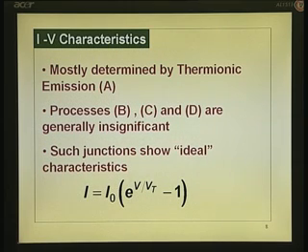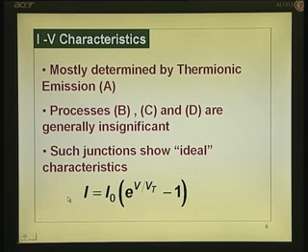So, that is what I said just now: the IV characteristics of the Schottky barrier diode are mostly determined by thermionic emission, that is process A that we have said. Processes B, C, D are generally insignificant, and I say generally insignificant, within quotes. That is, if you provide certain circumstances, which we will have occasion to see later. One of them I already pointed out: if the barrier becomes very thin, you will have tunneling. Such junctions show ideal characteristics, I is equal to I naught e to the power V by V t minus 1. Okay?